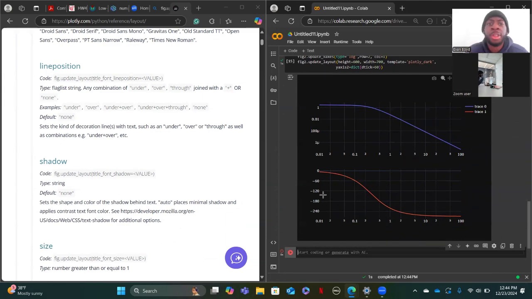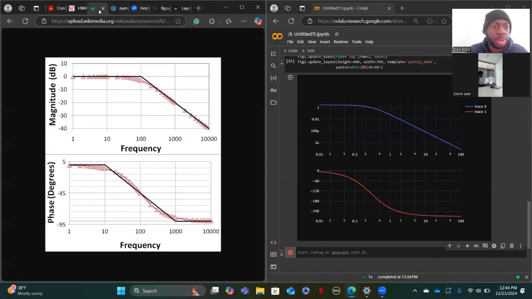So as you see, we were able to find our Bode diagram right here. It actually matches pretty well. It's not as straight, it's more curved, but it's still our Bode diagram. Next, what we want to do is explain why our crossover frequency is at 1.